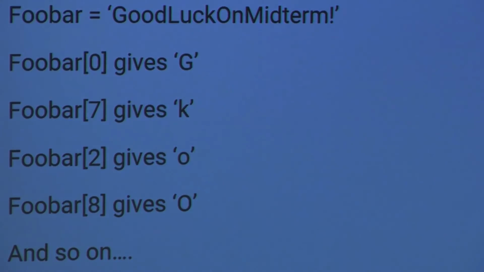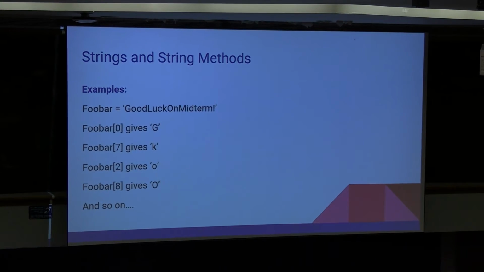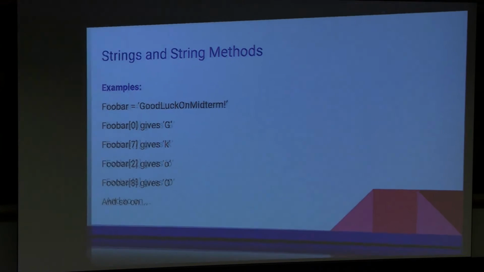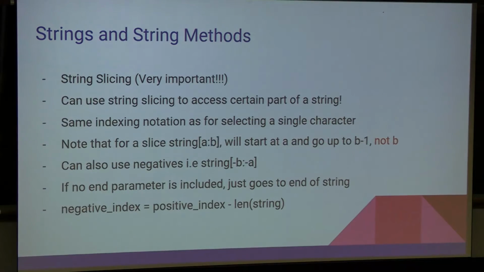So here are a bunch of examples. The first one is going to be a single string. Foobar 0 is going to give you the first character, and so on. Indexing from negative, as we went through it, will start from the right. So foobar -1 is m, and foobar -8 is n, and foobar negative length of foobar is the first character. Exactly.